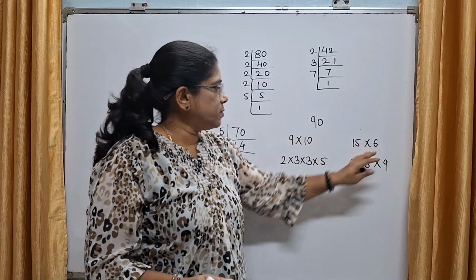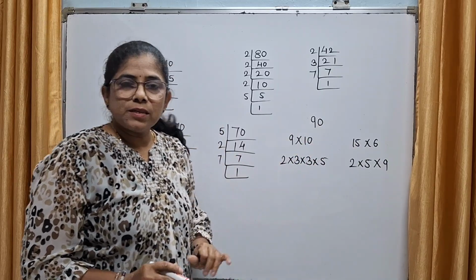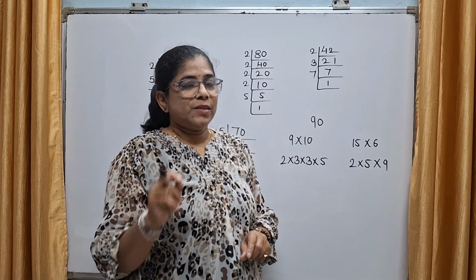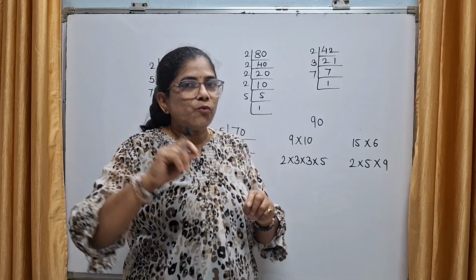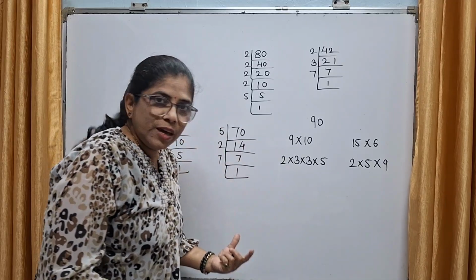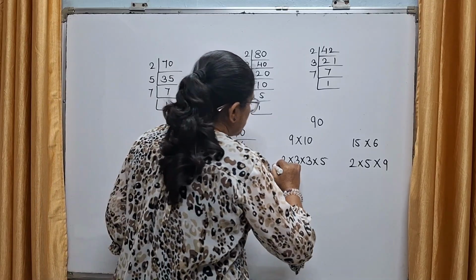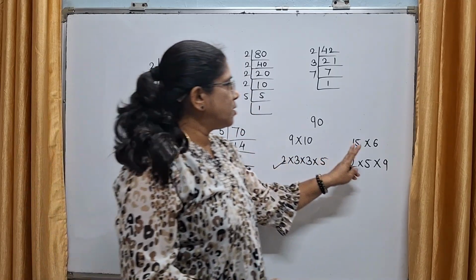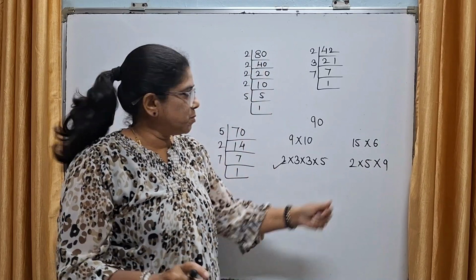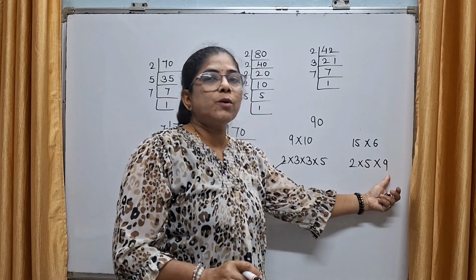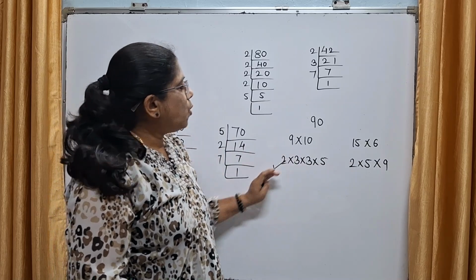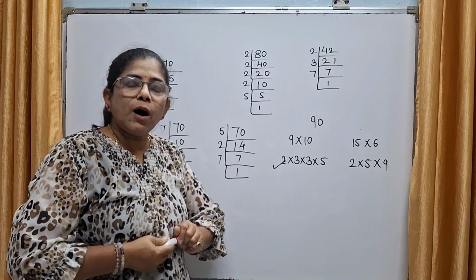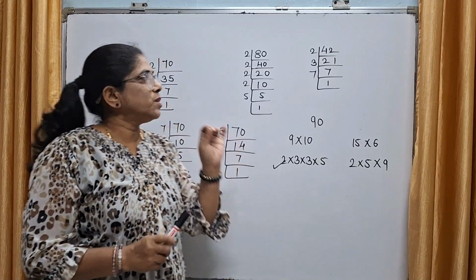9 into 10, 15 into 6, if you multiply, we get the answer 90. But what is the question? The prime factorization. 90 can be expressed as the product of its prime factors. So where do we have prime factors? In option 3. Here 9 and 10, they are not prime numbers. 15 and 6, even they are not prime numbers. Here 2 and 5 are prime, but 9 is not prime. So only in this option, all the given terms are prime numbers. So this is how the questions are based on one concept.